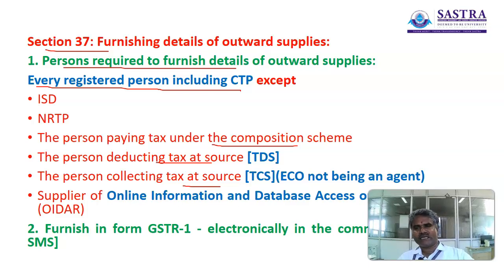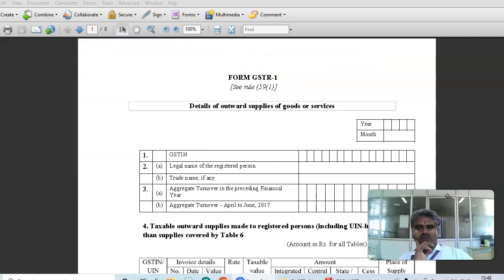Then number 2 in section 37, furnish in Form GSTR-1 electronically on the common portal. You have to furnish GSTR Form 1. So now I am going to show what GSTR-1 is. You wait, I will show. Yes, you see, this is GSTR-1, my dear students. This form you have to file.